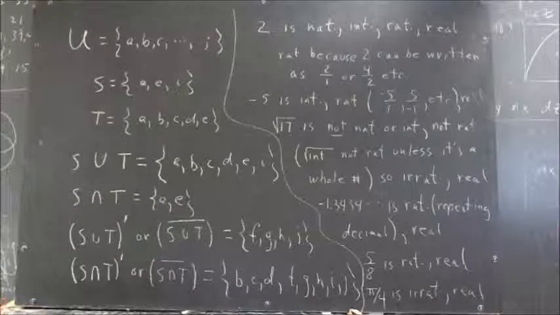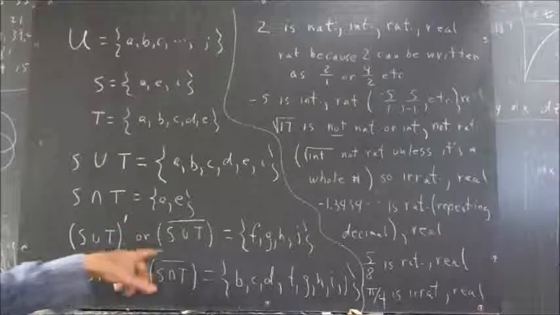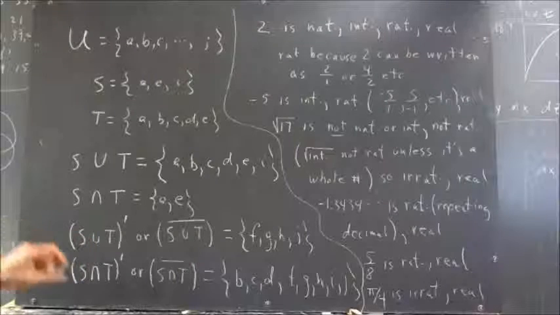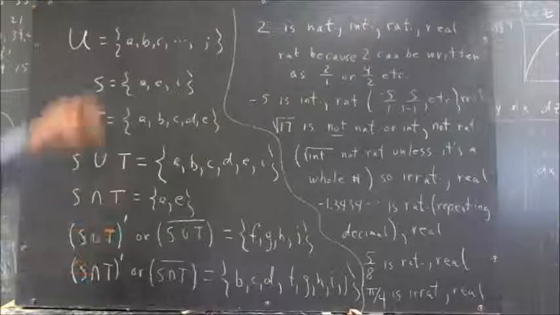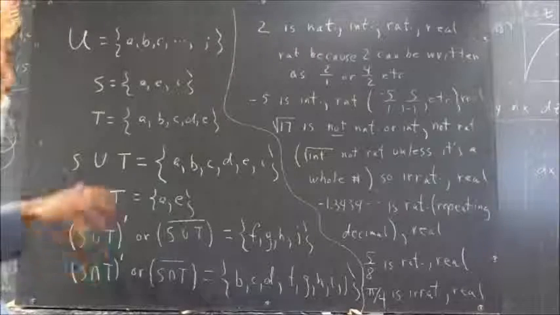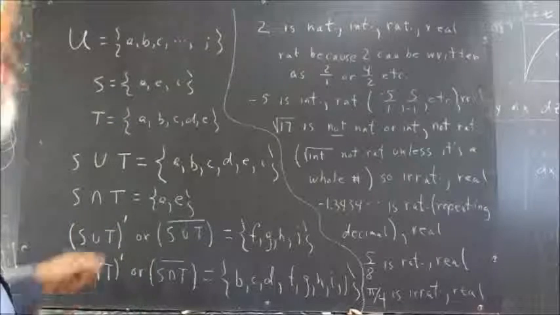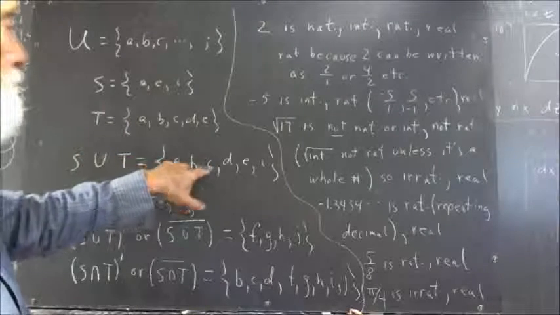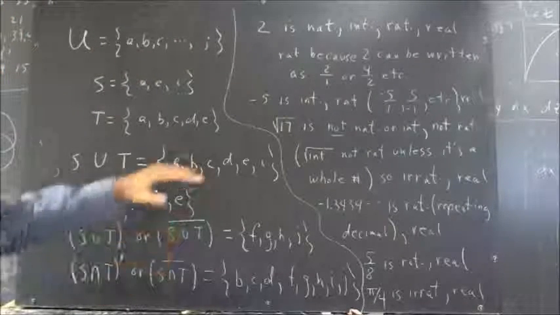Now the complement, S union T prime, which is possibly read as a prime, or S union T with a bar over it. Both mean the same thing, the complement. That means every element of the universal set that is not in this set. So the elements of this set will not be included, but everything else in the universe will be included. Well, A is in S union T, as is B, C, D, and E. So A, B, C, D, and E will not be in the complement because they are in the set.